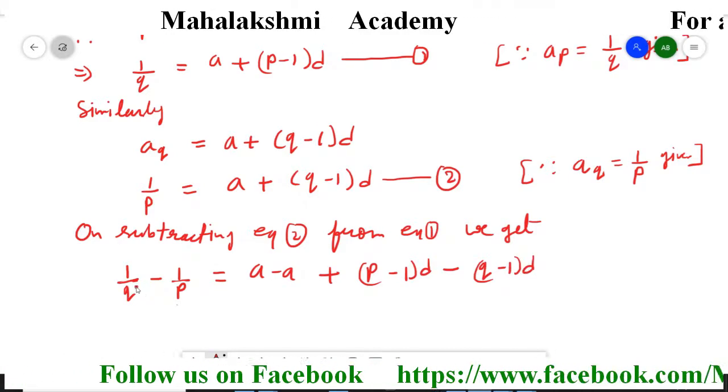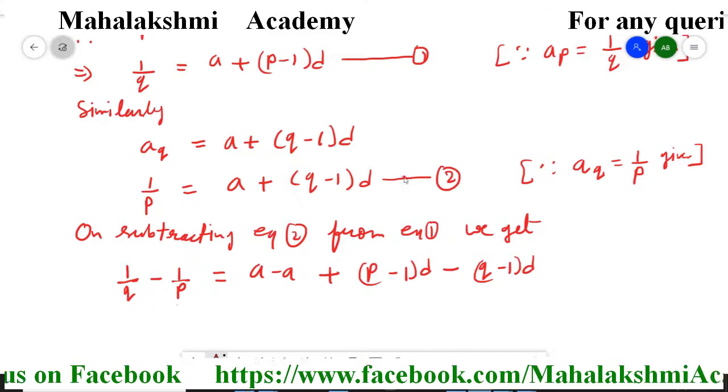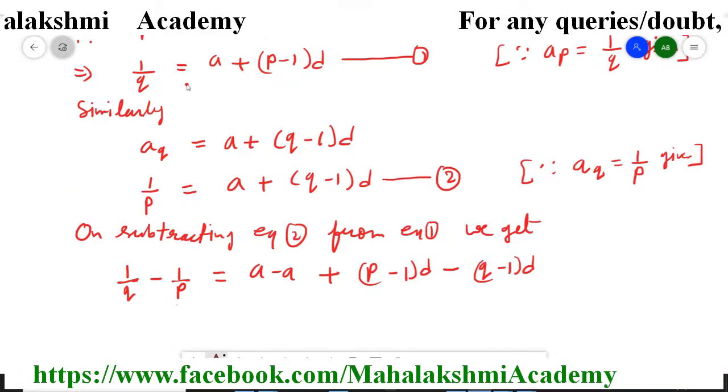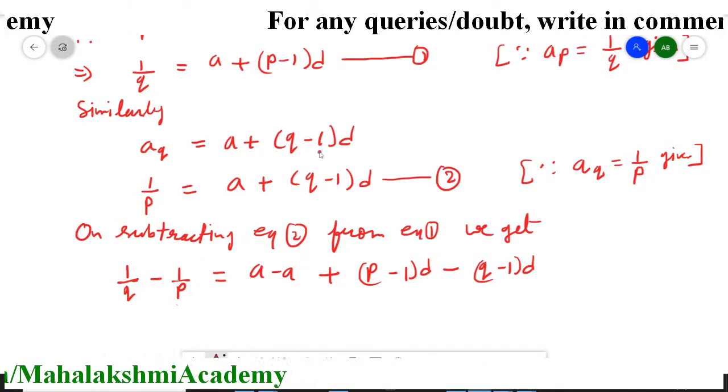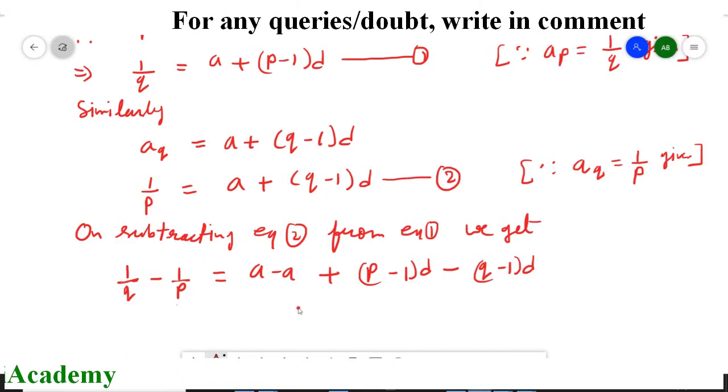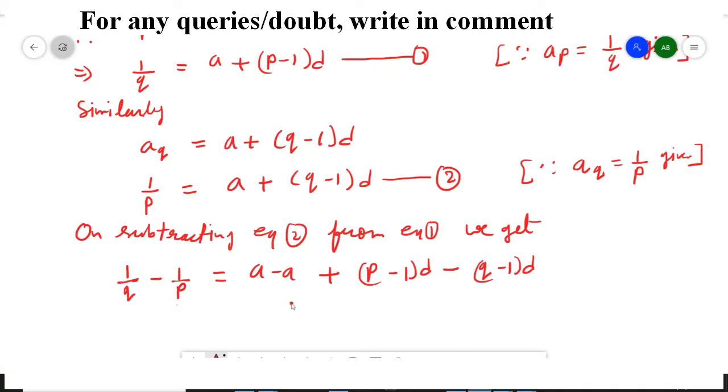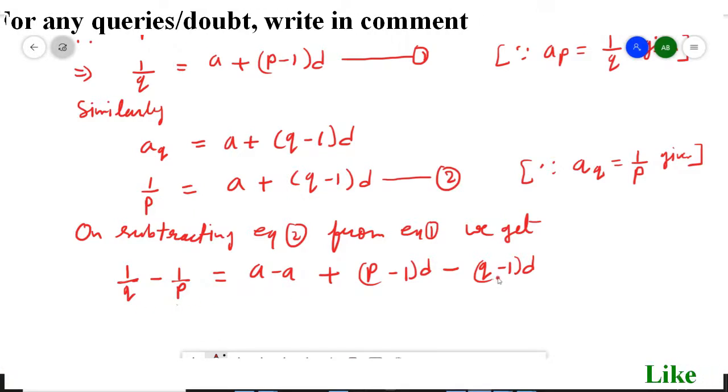So I hope it's clear to you. We are subtracting both the equations, equation 2 from 1. So 1 upon q minus 1 upon p. Then a minus a, and this term minus this term. Like terms I am subtracting. Now here we will take the LCM. a minus a is 0 and here you can see d is common.